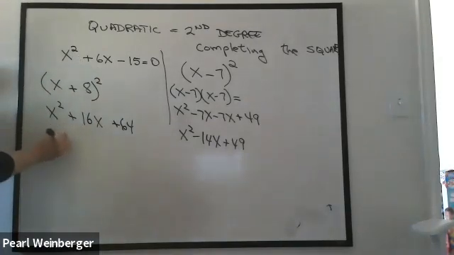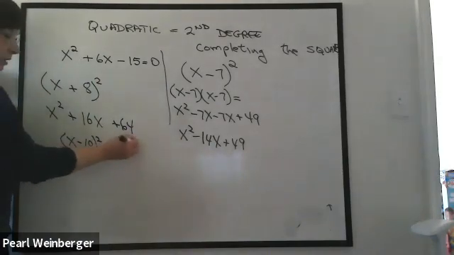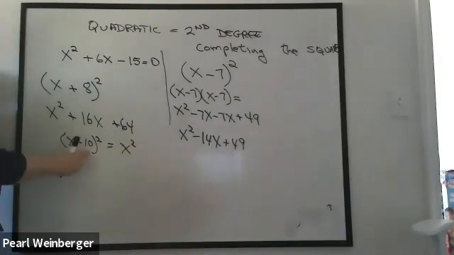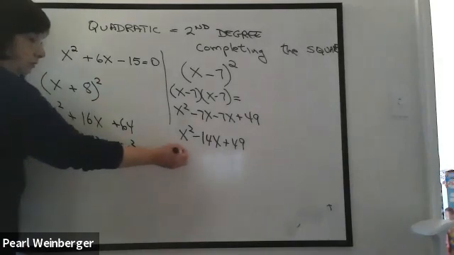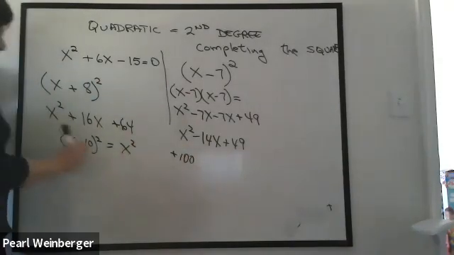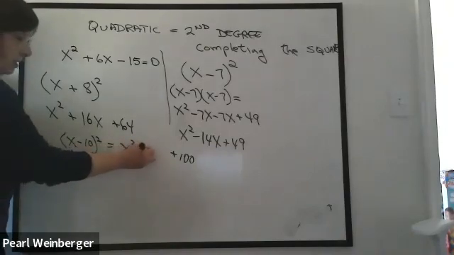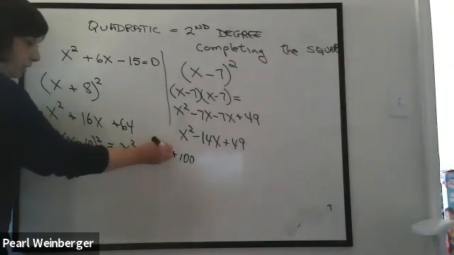What if I gave you x minus 10 squared? Let's do it quickly. First term, x times x is x squared. Last term, negative 10 times negative 10 is positive 100. Middle term, x times negative 10 is negative 10x, doubled is negative 20x.